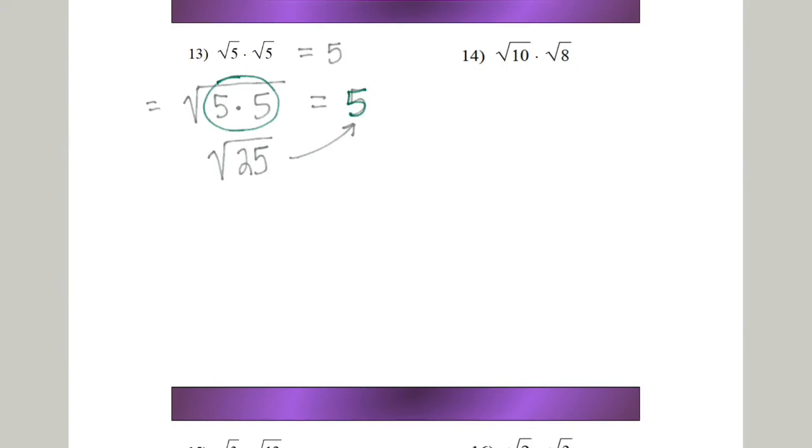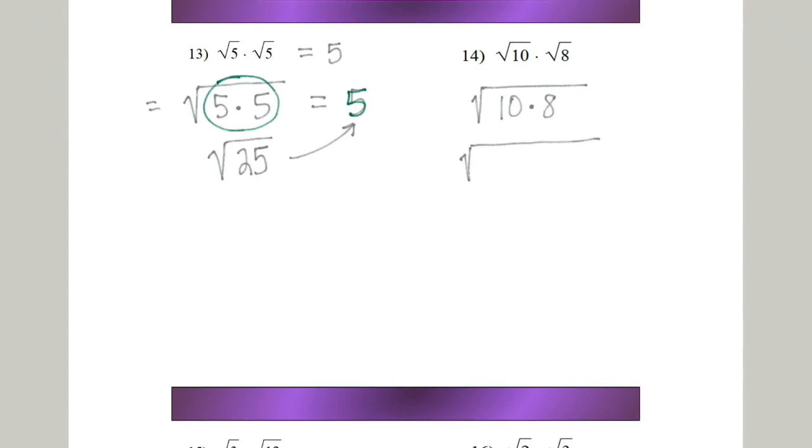On number 14, that's not the case though. So we've got the square root of 10 times the square root of 8. Well, that's the same thing as the square root of 10 times 8. Now, many people would probably say, well, I'm going to make that 80 and then go off to the side and break it down. But you could break this down in your head.